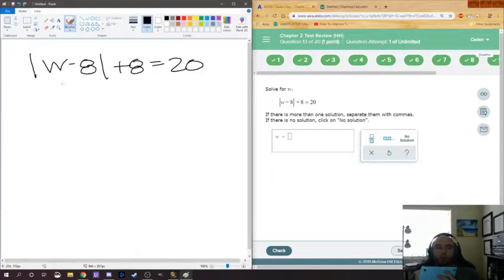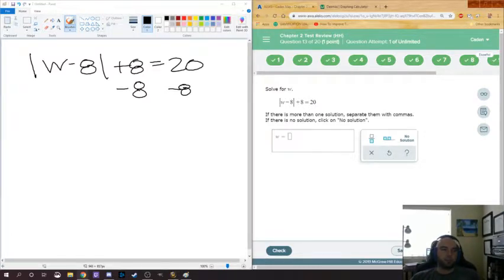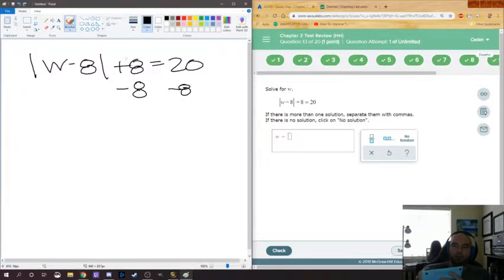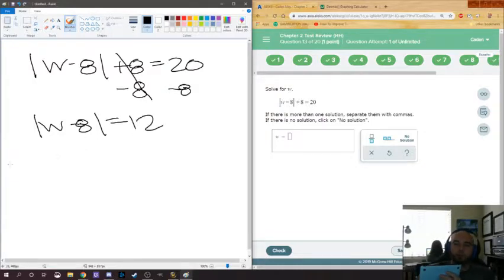Now on this one, you know that last one I split it into two problems? This one you got to subtract anything or add anything or multiply or divide anything. Whatever's not in the absolute value, you got to get that out of that side, you know what I mean? So this 8 that was outside the plus 8, I have to remove that first. So the leftovers will be W minus 8 equals 12. Then you can split it into two problems.